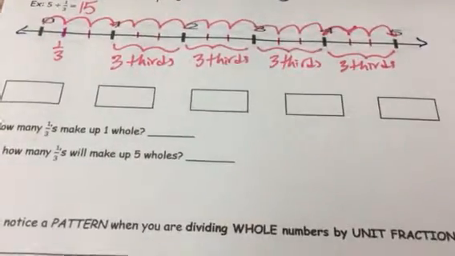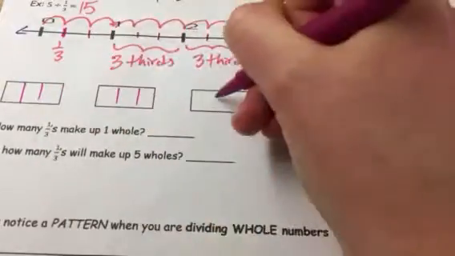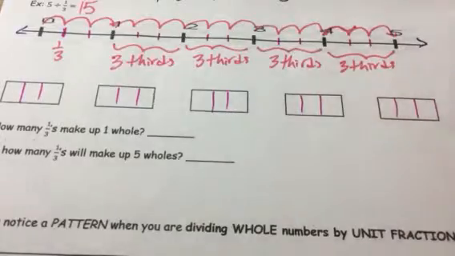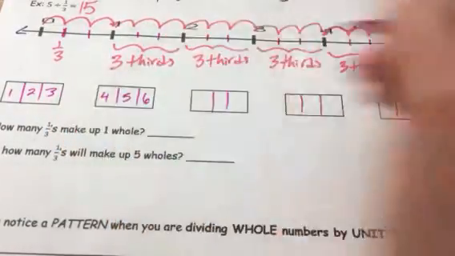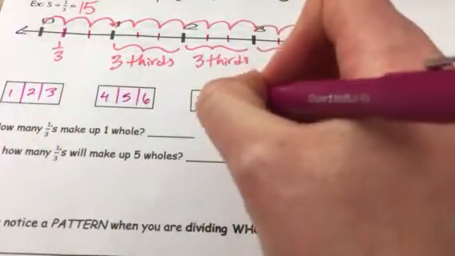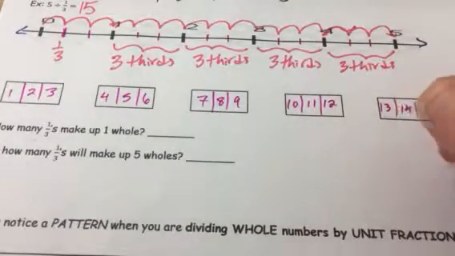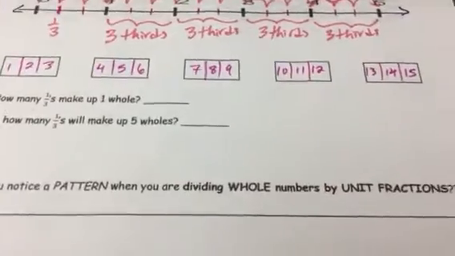So I have 5 whole things. I'm going to go ahead and split these up into thirds. Remember, they need to be a little off-centered. Here's 1/3, 2 thirds, 3 thirds makes up 1 whole thing. 4 thirds, 5 thirds, 6 thirds, 7 thirds, 8 thirds, 9 thirds, 10 thirds, 11 thirds, 12 thirds, 13 thirds, 14 thirds, 15 thirds. 15 make up 5.